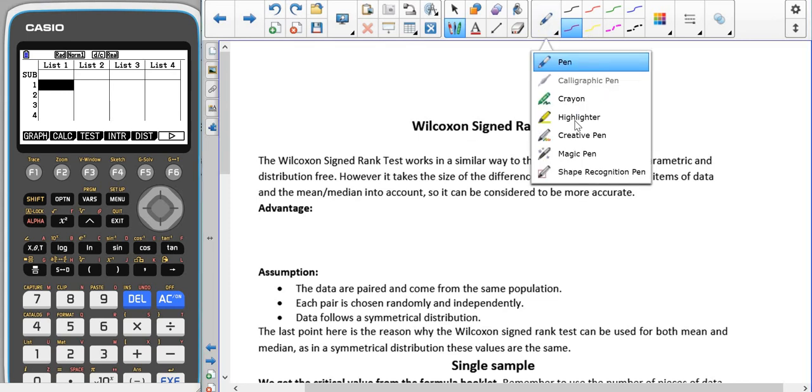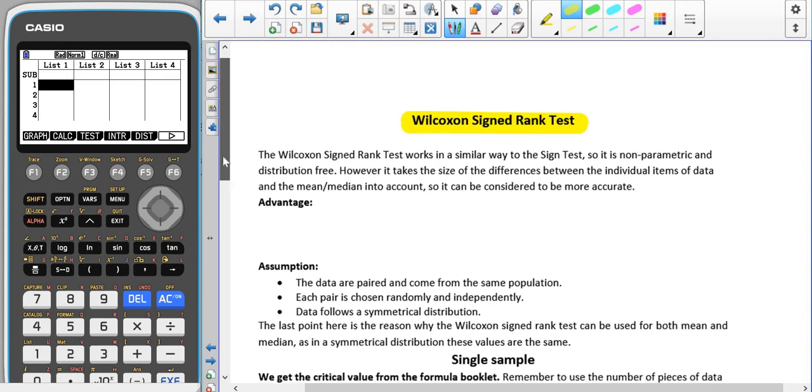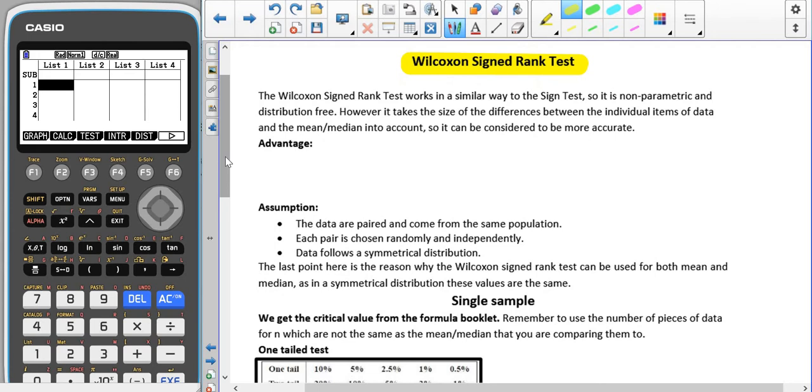So now we're going to start having a look at the Wilcoxon signed rank test. This is similar to the signed test that we've already had a look at, but it's got a few key differences. So the Wilcoxon signed rank test works similar to the way the signed test works. So it is non-parametric and distribution free again. However, this time the size of the difference between the individual items of data is taken into account. That means that it's got some key advantages.